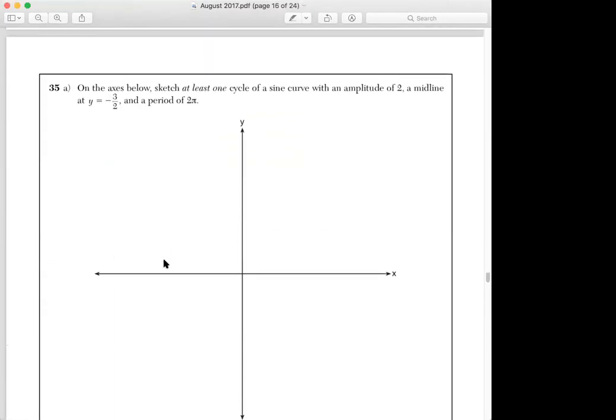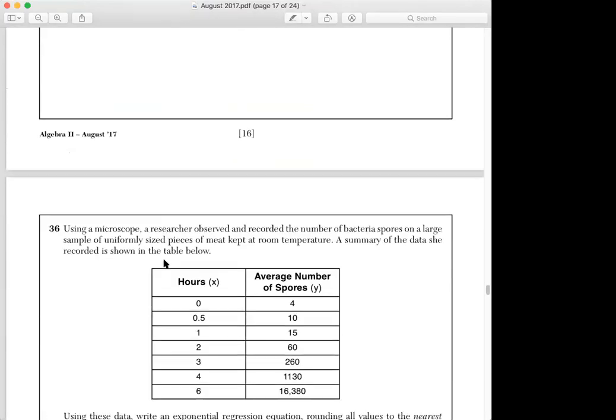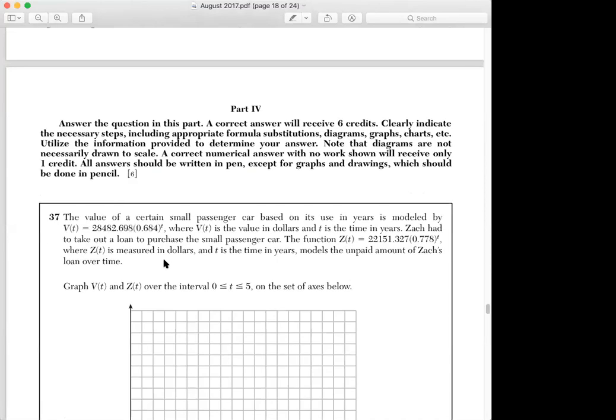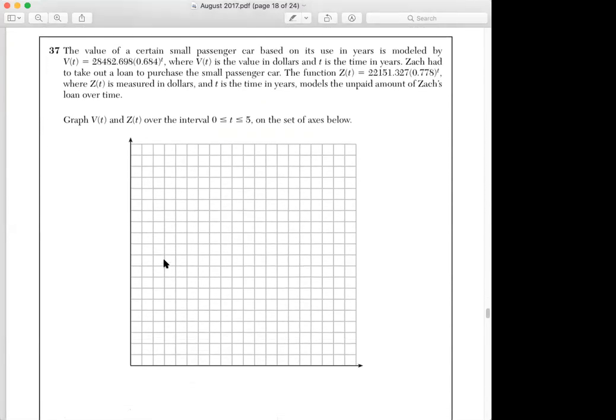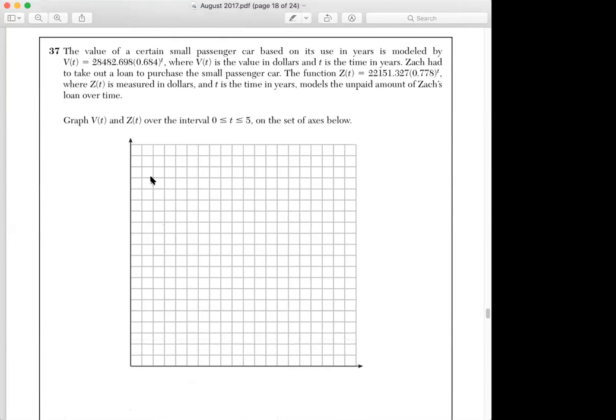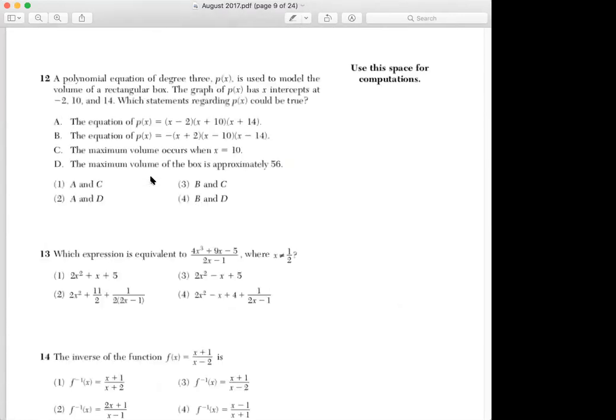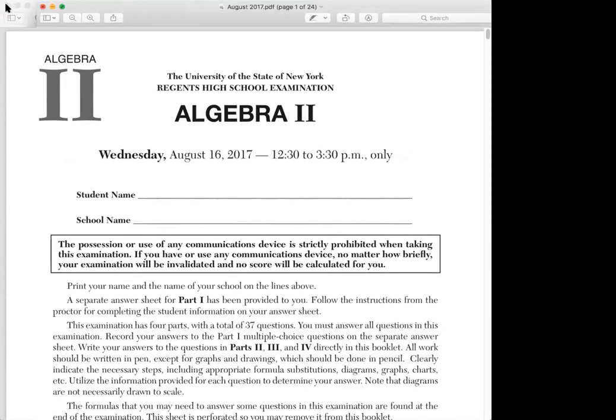34, nope. 35, nope. 36, no. And 37, yeah, you could put in your calculator and use tables. That's all you could do. So you could definitely pass this exam with just what we know.